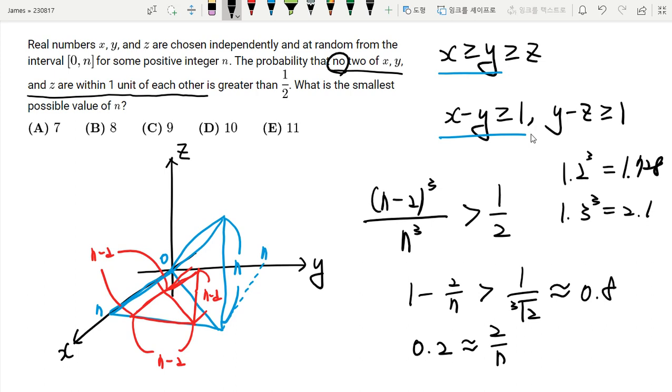Yep. So the approximation makes n is 10. So if we use 10, and this 8 cubed over 10 cubed is 512 over 1000. So it's barely greater than the 1 over 2. So 10 is the answer.